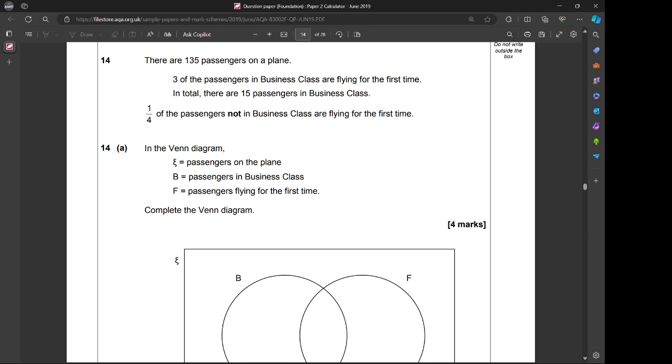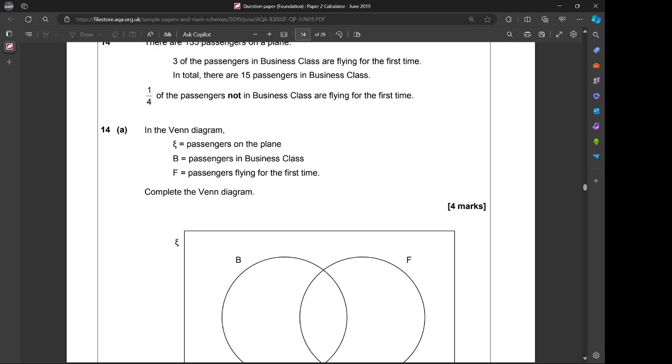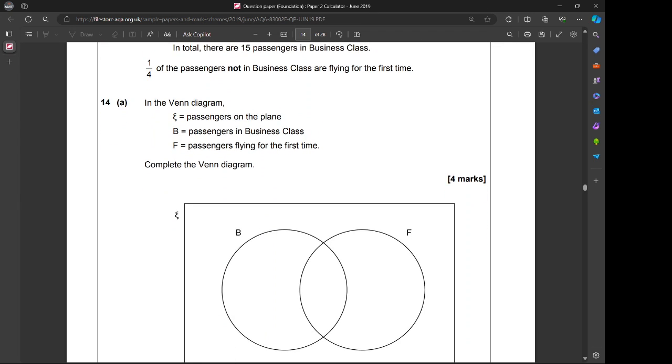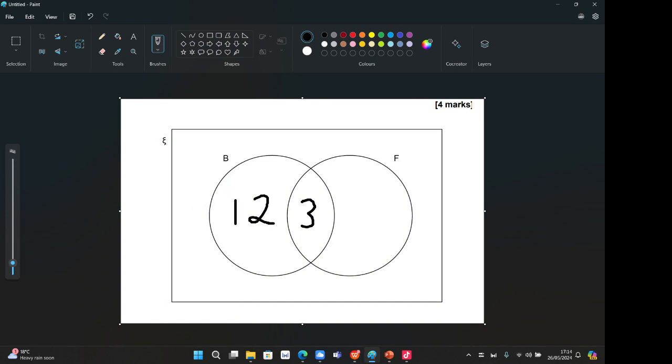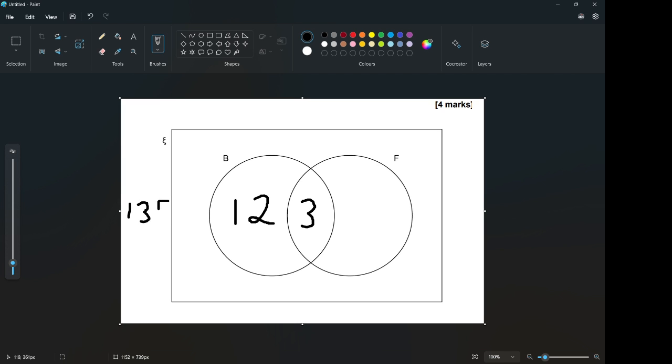Okay, so a quarter of the passengers not in business class. I'm going to do a subtraction: 135 minus 15, because that will tell me the number of people that are not in business class, because 12 plus 3 makes 15. So do it on your calculator, obviously work it out. You're going to get 120.